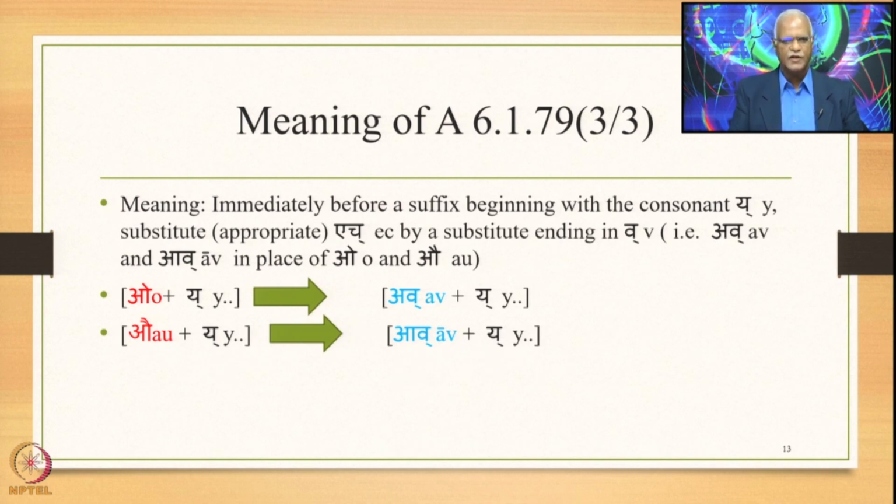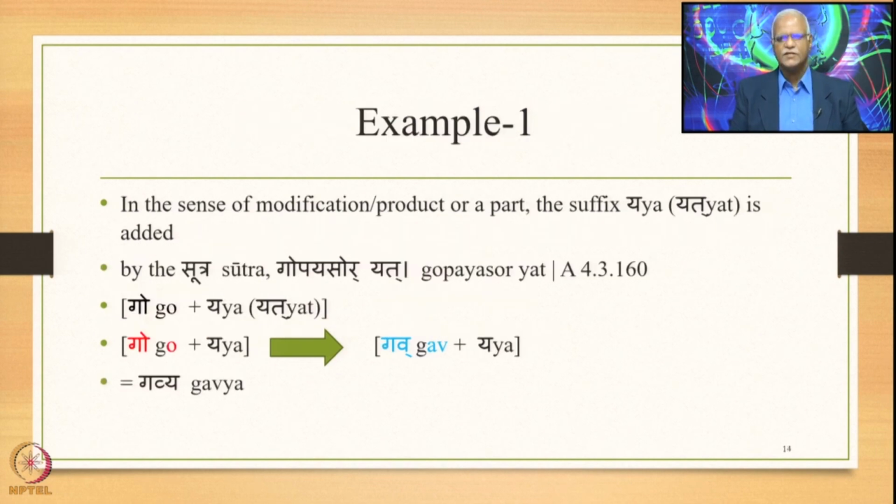Remember, 6178 needs a vowel as a right hand side environment. 6179 specifically deals with a non-vowel, namely a consonant, but not any consonant, only y consonant, and that too should be the beginning of the suffix. Only then this substitution takes place. Let us look at the examples.